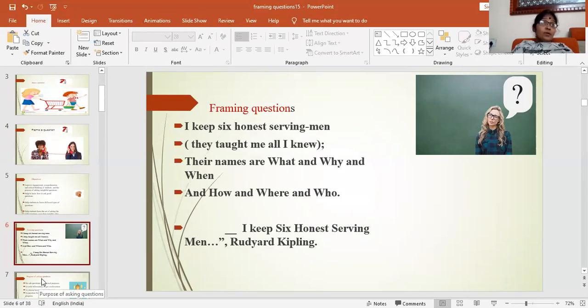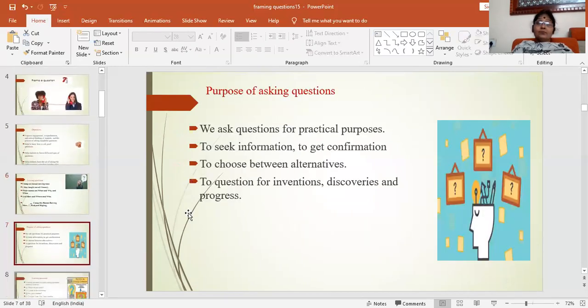So what do we learn? What is the purpose of asking questions? We ask questions for practical purpose, right? We ask questions to seek information, to get confirmation, right? We ask questions to choose between alternatives. And we ask questions for inventions, discoveries, and progress in human life.